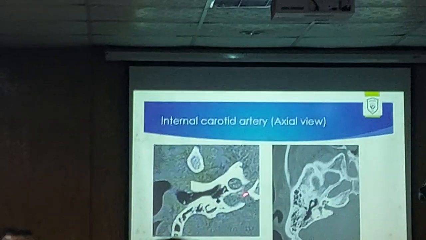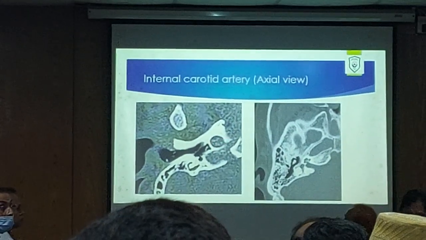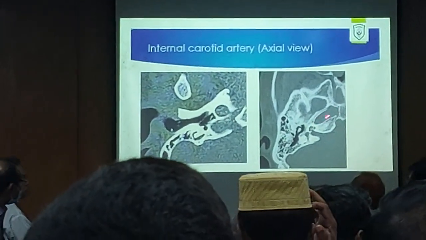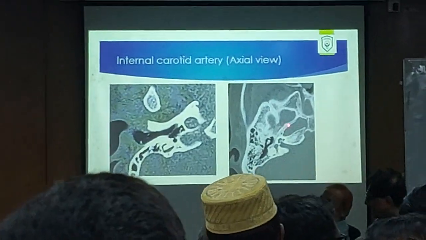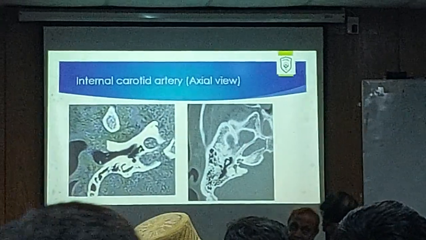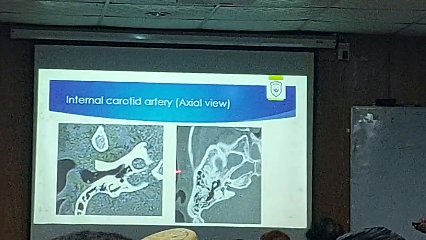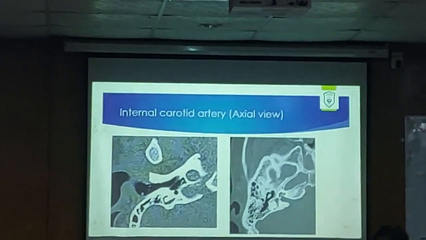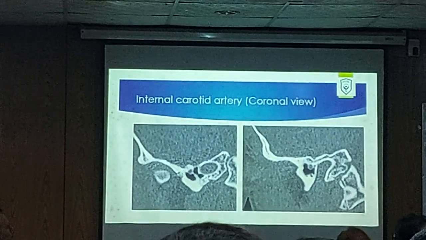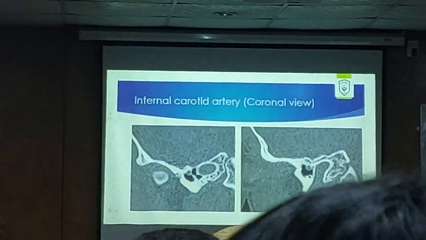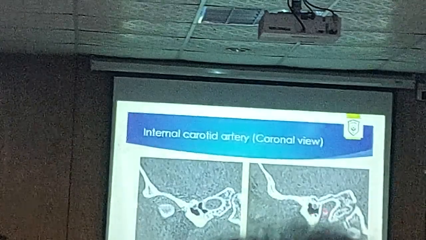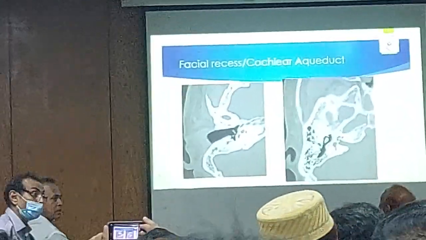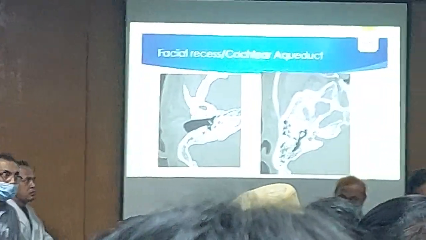This is the internal carotid artery. This one is the internal carotid artery. This is the vertical segment and this is the horizontal segment. And here is the eustachian tube. So before going to surgery, we should look for this. Again, this is the coronal section. This is the internal carotid artery. We have to check.